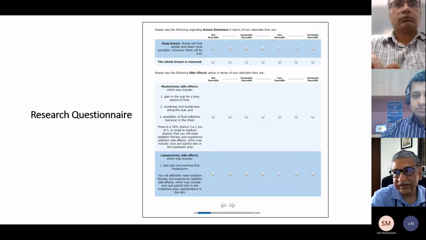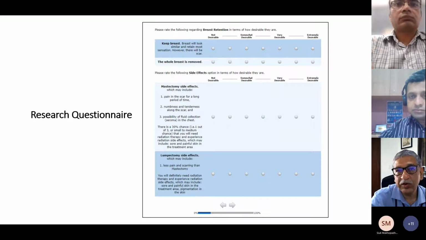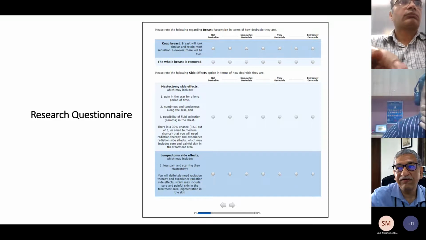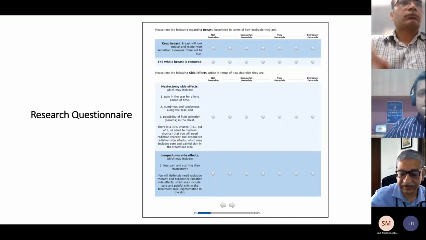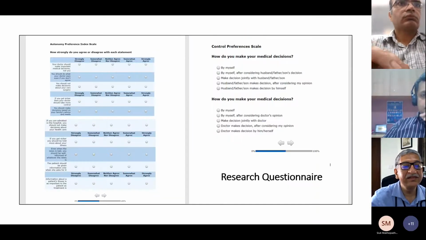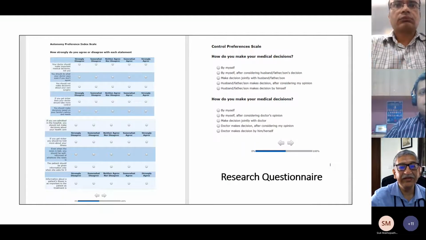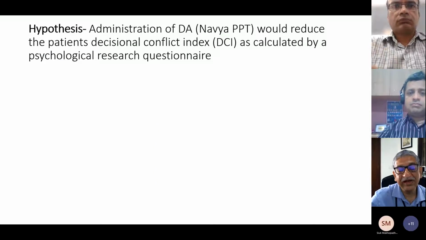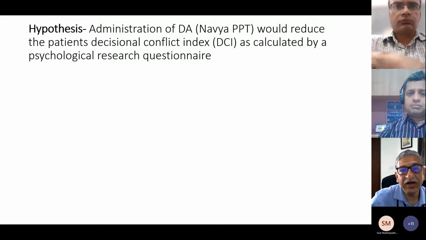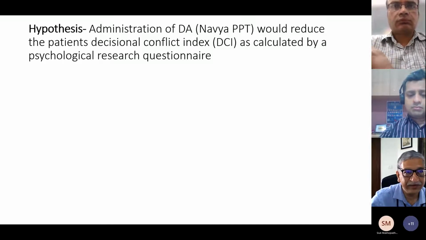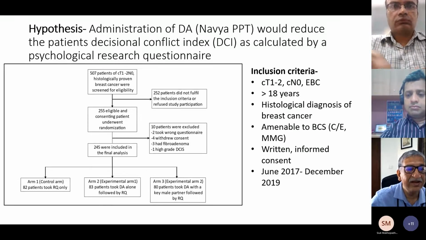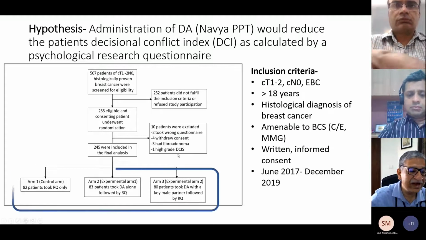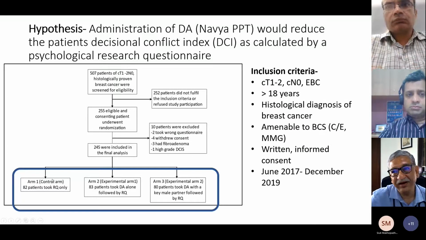And then the patients are administered a questionnaire to measure their decisional conflict regarding mastectomy versus breast conservation. And this is the questionnaire that is used to measure the decisional conflict. So the hypothesis was that administration of a structured online decision aid will reduce the decisional conflict regarding the use of mastectomy versus breast conservation. The patients were randomized to three arms. In the first arm, they underwent usual care, no decision aid.